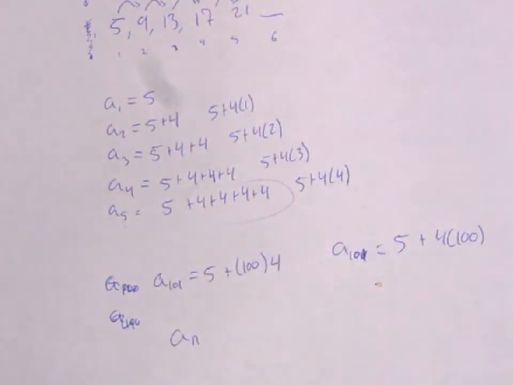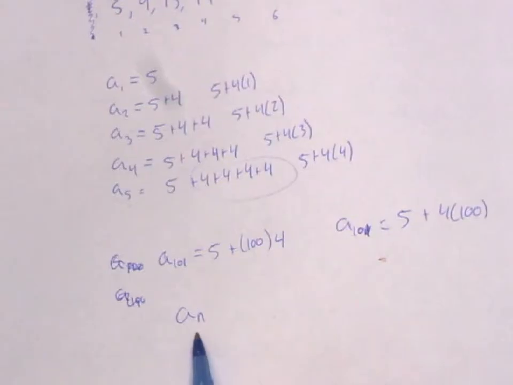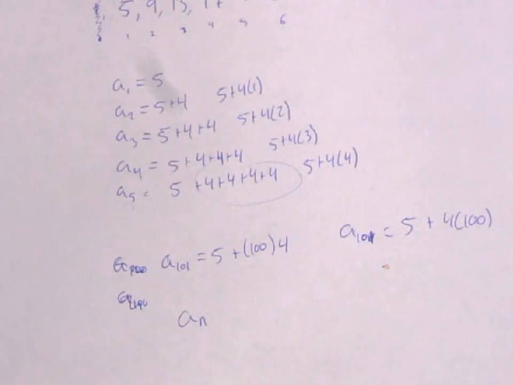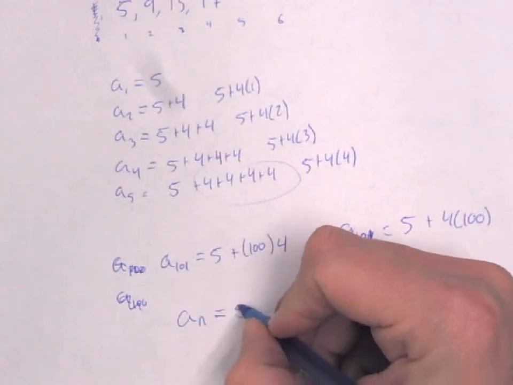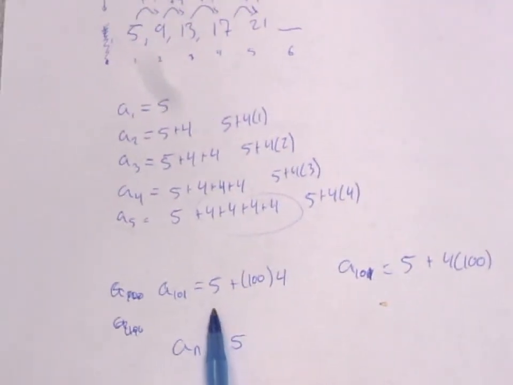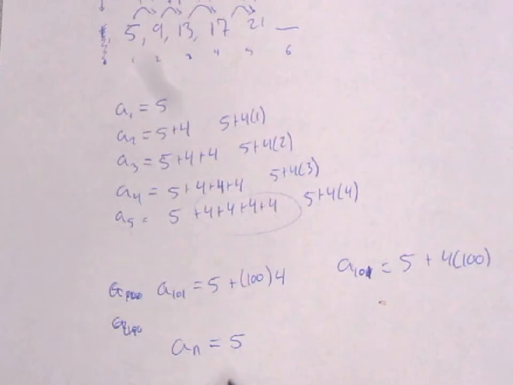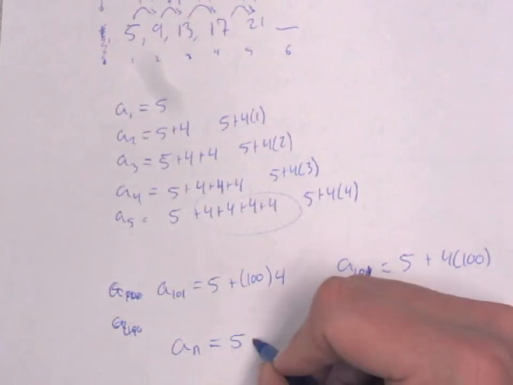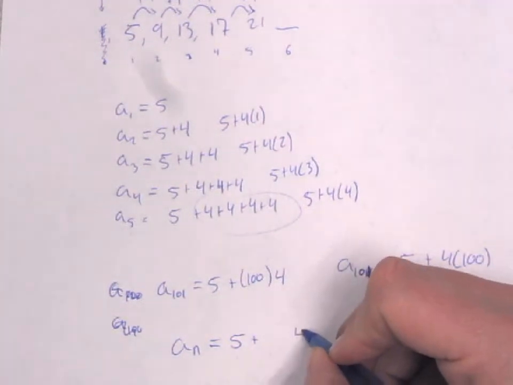So you write A N. This means any term number. You give me the term number and I'll tell you what the term is. Or you give me the position and I'll tell you what the term is. You always start with the first term. Like this sequence starts at 5. That's A1.